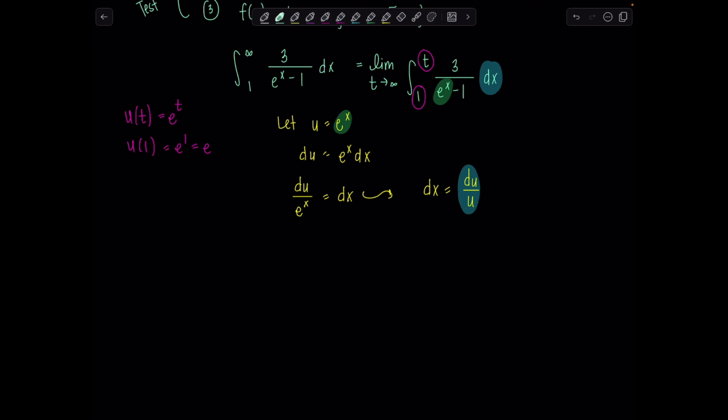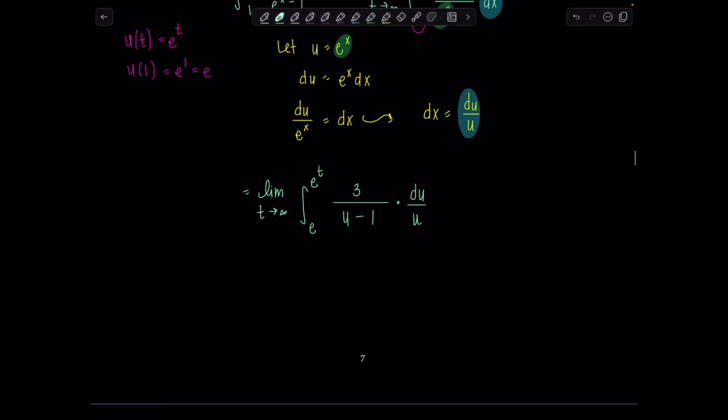Okay, so now we have the limit as t goes to infinity. That part doesn't change. My limits of integration are going to go from e to the t. Then I have 3 over u minus 1, and then dx is du over u. You guys okay? Good.